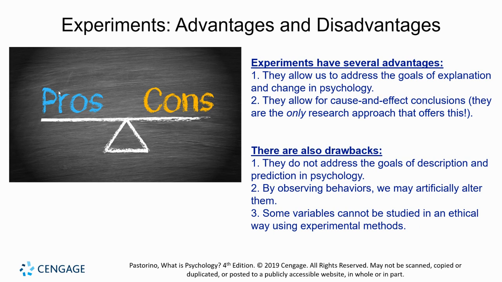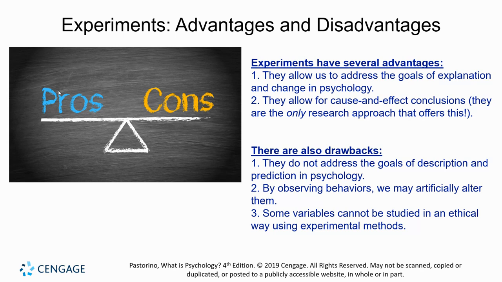And you can't do that with a correlation, and you absolutely can't do that if you are only doing just a naturalistic observation, for example, or just a survey. But when you do an experiment, then you can figure out that the one thing caused the other. And so they also allow us to address the goals of explanation and change in psychology.